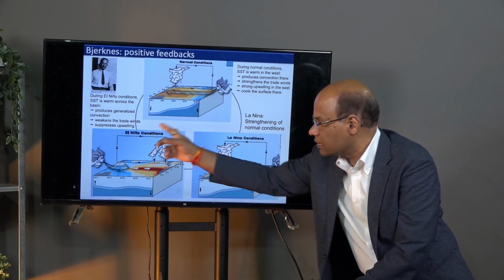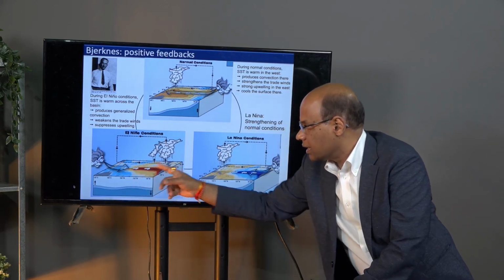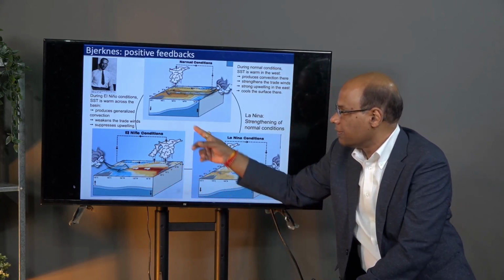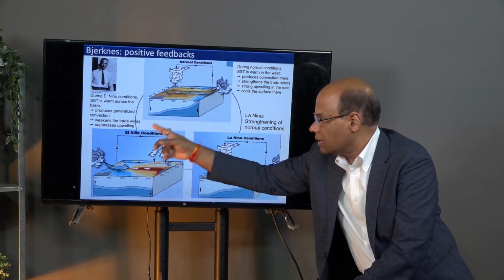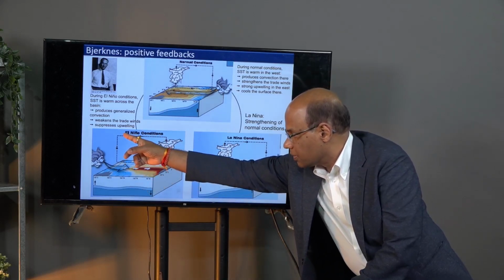So this anomalous Walker circulation will again be maintained by the SST gradient. West is cold, east is warm, so winds are coming from west to east, and the Walker circulation is maintained because of the rainfall here and the divergence of the wind in the upper troposphere.